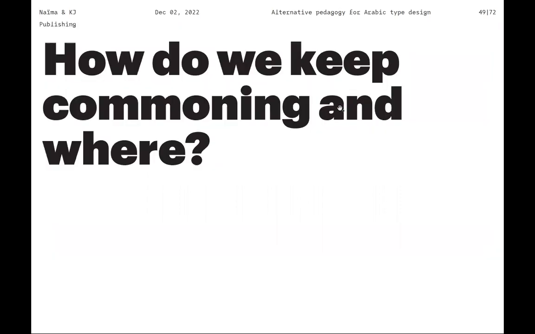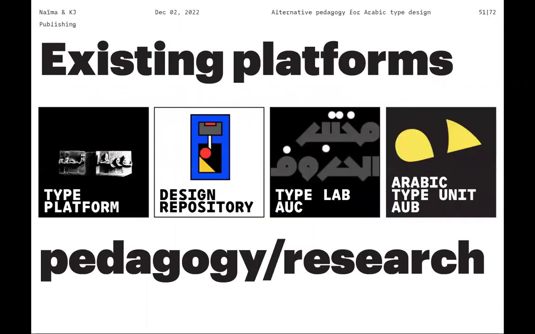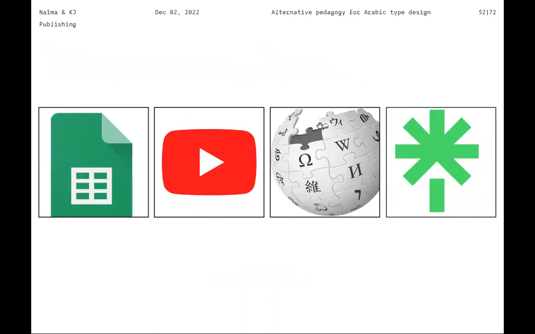So the questions, after School of Commons ends for us with the year, are: how do we keep commoning, and where do we store or publish further content? There are some already existing platforms dedicated to Arabic type design archives that could be possible collaborators, but we try to zoom out a bit of the discipline in terms of thinking about what platforms could be useful to share knowledge.